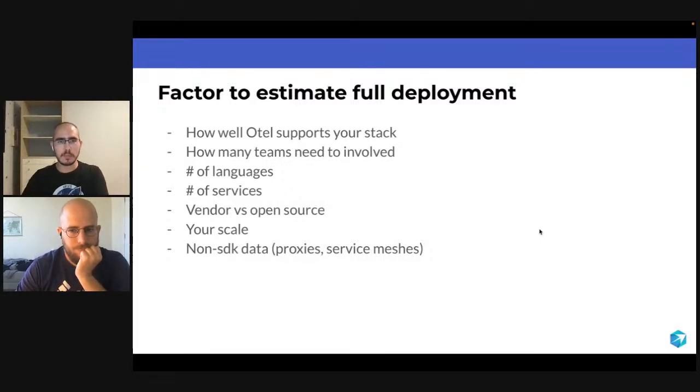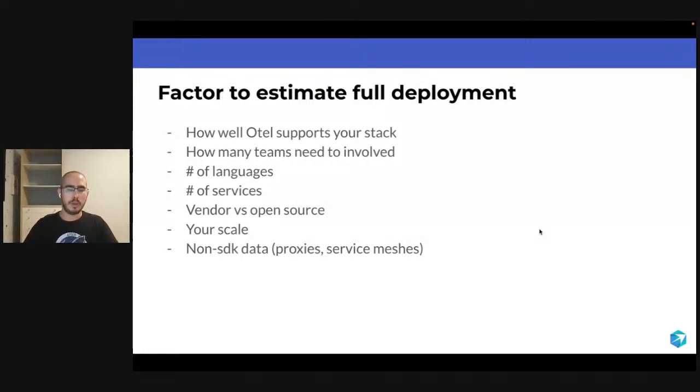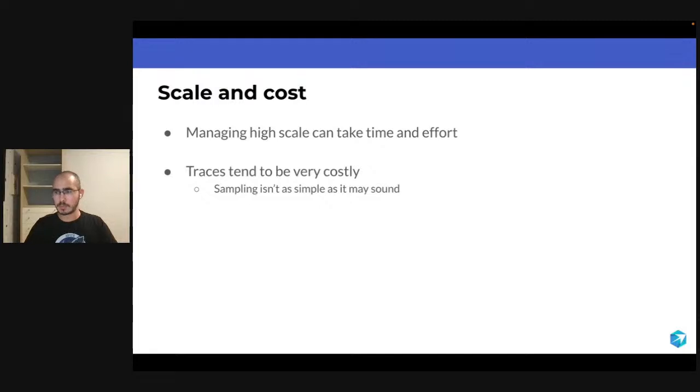Okay, cool. So those are the factors that make it hard to deploy from the perspective of OpenTelemetry. And I do want to talk a bit about the scale and the cost. So when we're talking about scale and cost, first of all, you need to have a lot of data yourself, a lot of traffic yourself, in order for this to be an issue. If your traffic is low, that is not a concern.